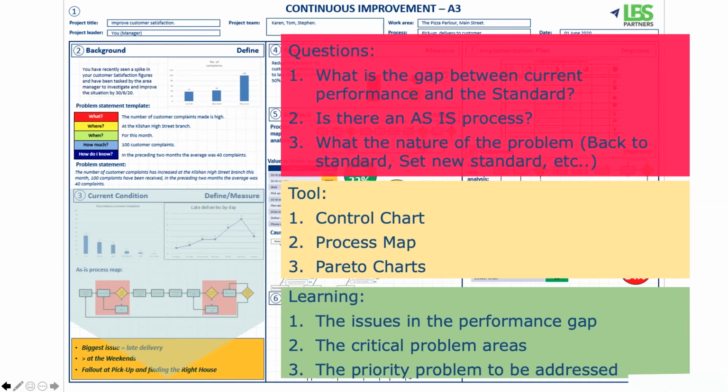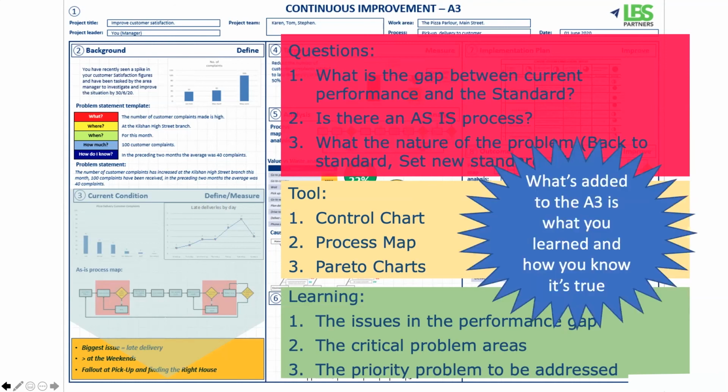So we need to know the issues in the performance gap and the critical problem areas, and we need to start prioritizing the problems to be addressed, the course we are going to take to resolve that. Again, in the context of this, what's added to the A3 is what you learned and how you know it's true. That concludes this session.